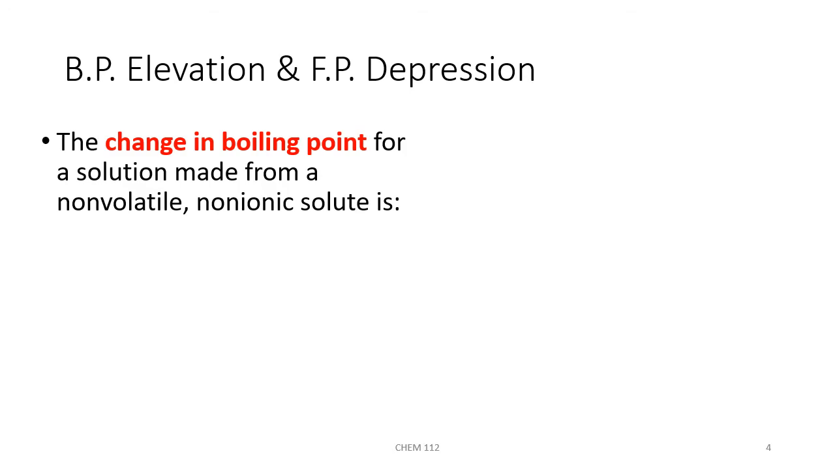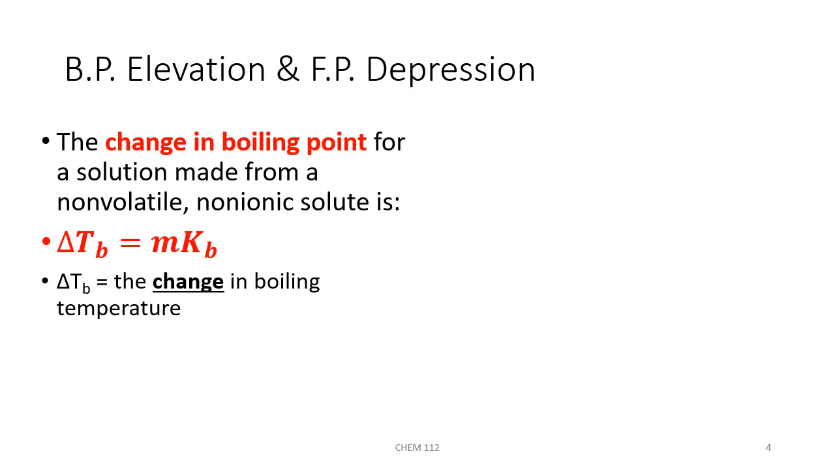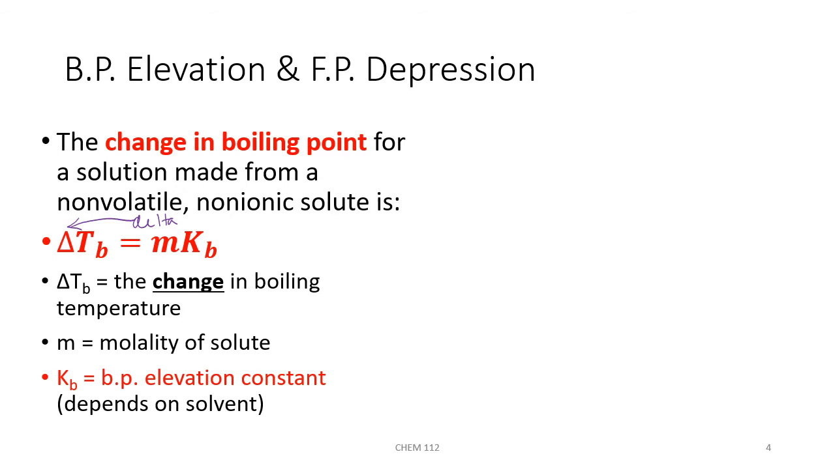The change in the boiling point for a solution from a non-volatile non-ionic solute, first we'll start by looking at non-volatile non-ionic solutes overall, is delta TB equals mKb. Delta TB equals the change in the boiling point temperature, where that Greek letter delta usually represents change. m is the molality of the solute, so we're using lower m. And Kb is the boiling point elevation constant. That's a constant that will depend directly upon the solvent that is used to make the solution. There's a table of these in your book, and we'll use some common ones throughout this class.